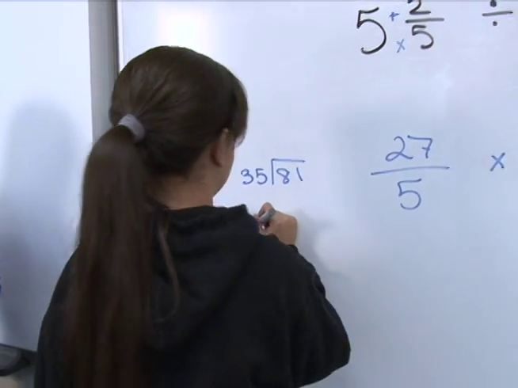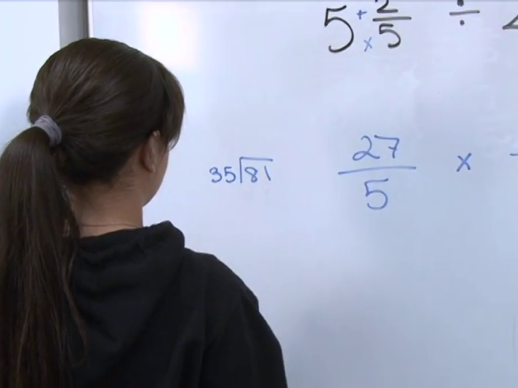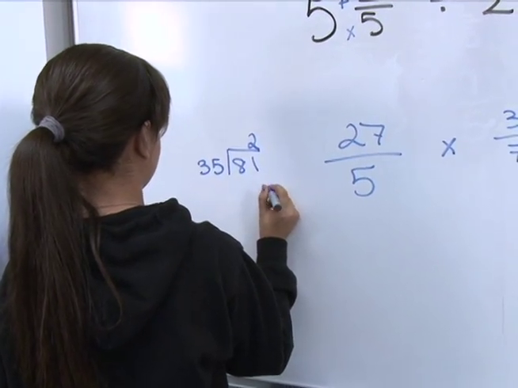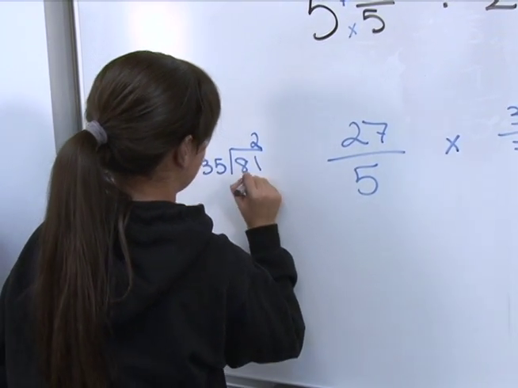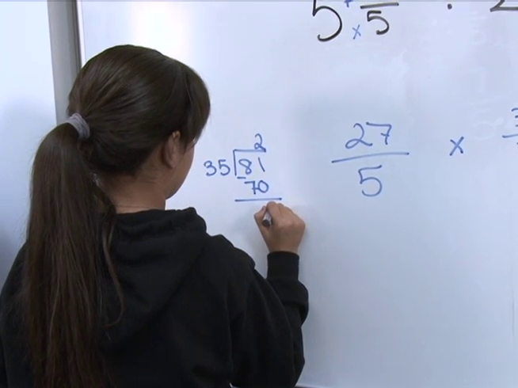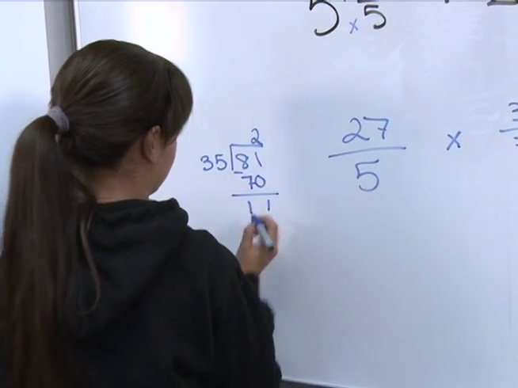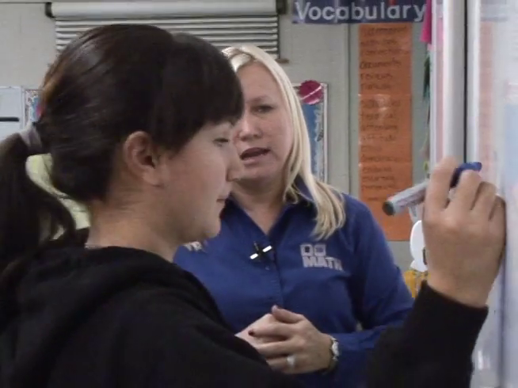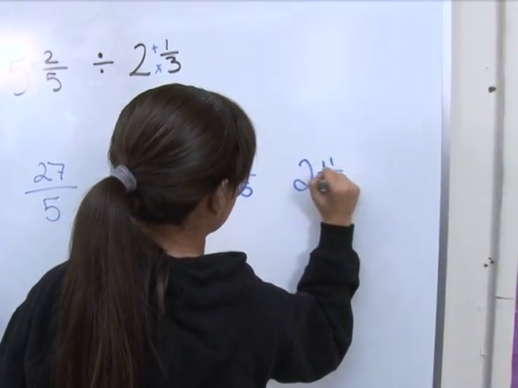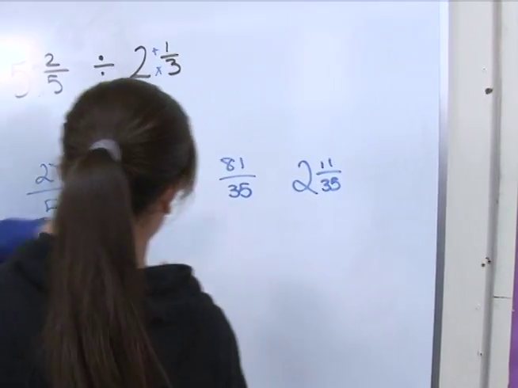You've got some big numbers there, 35. You want to try twice and see if that's enough to go in there? 2 times 5 is? 70. 70, okay, go ahead. And then, what's our remainder? 11. Okay, so how would you write that as a mixed number? Go ahead and write it over there, 81 over 35. Very good. Go ahead and put our equal sign right here.